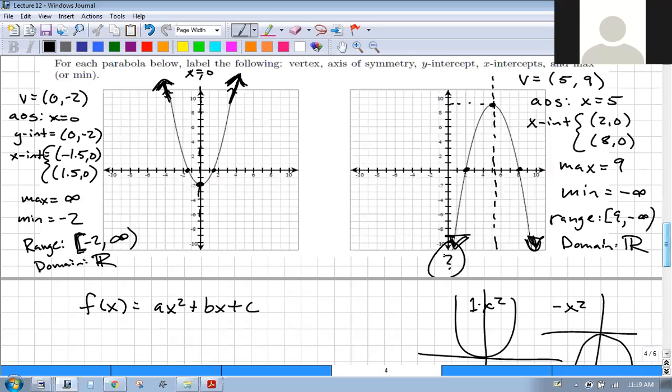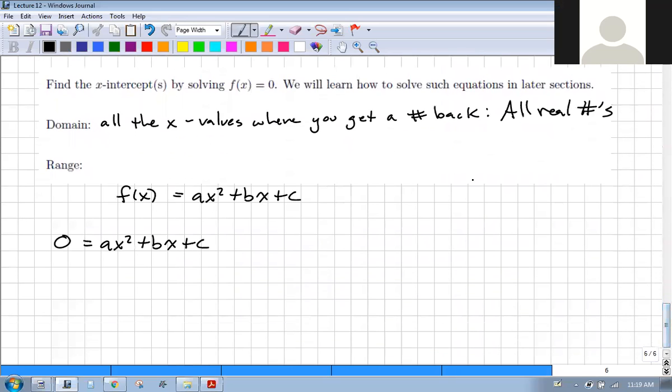Some functions have a limited domain. Think about, what if I had g of x equals the square root of x? You can't take the square root of a negative number. It doesn't make sense, because the square root of -1, what can you square to get a negative number? Nothing, right? Because if you square a negative number, you get a positive number. So if you plugged a negative number in here, it wouldn't make any sense.